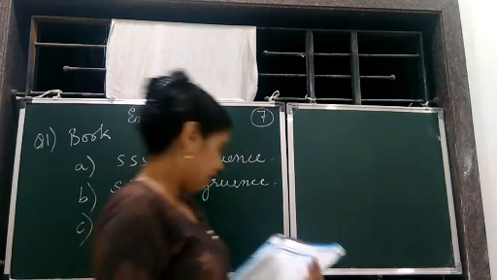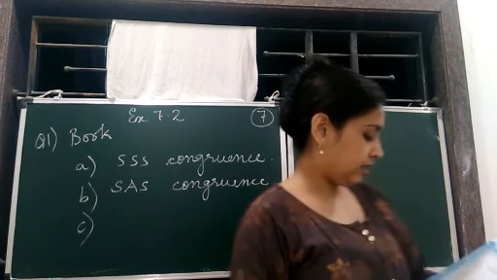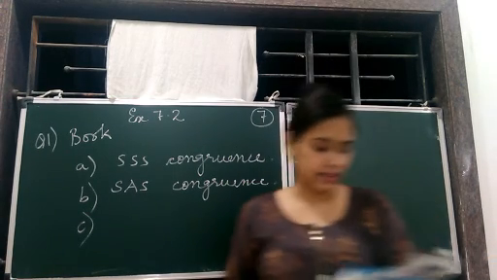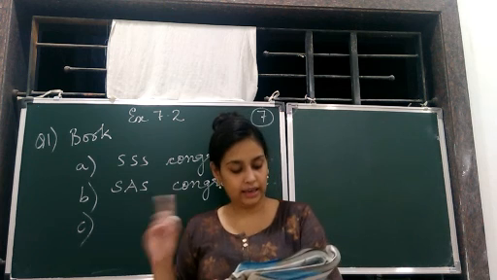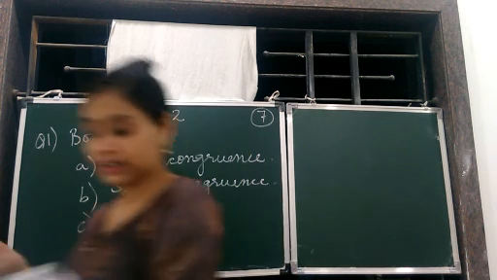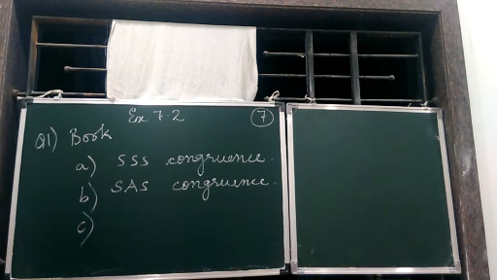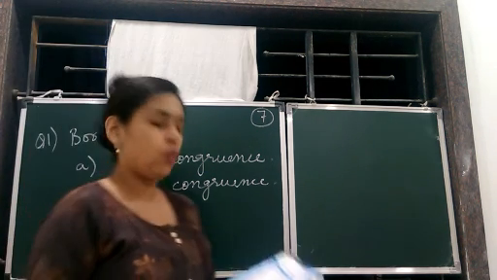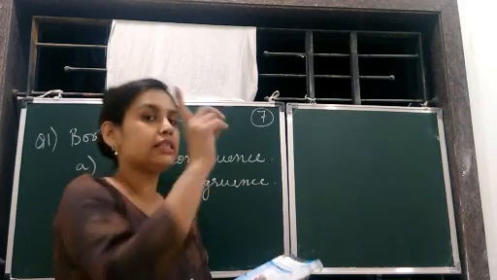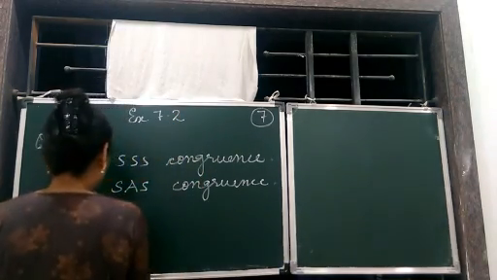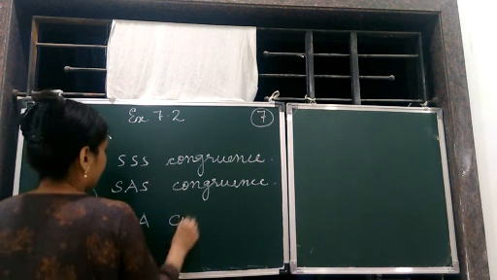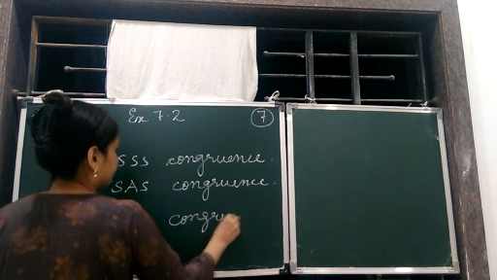Then see, given angle MLN is equal to angle FGH, then angle NML is equal to angle GFH, and ML is equal to FG. So one side and two angles, that means angle, side, angle. So ASA congruency.